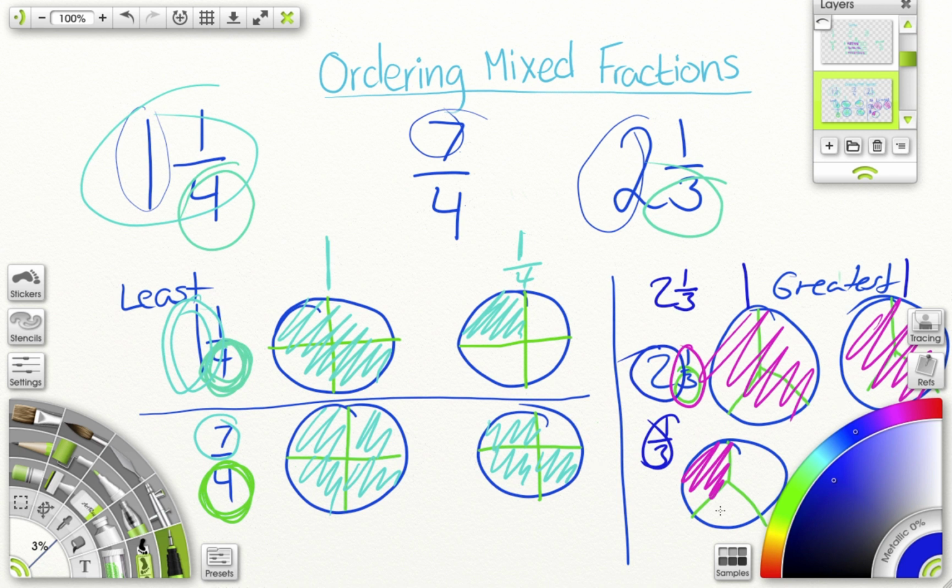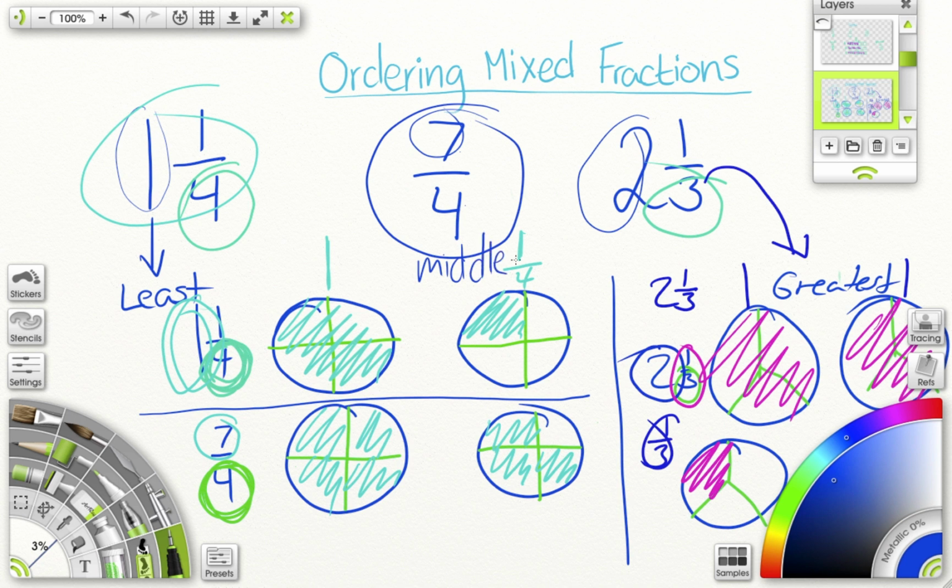Now, looking at all these pizzas, which is my biggest fraction? 2 1/3. Because I can see that there's 3 pizzas I need to make for that, so it's obviously the biggest. Okay, which one is my smallest? Well, looking at these 2 fractions, I didn't color in as much of this pizza as I did of this one. So I know that this is my smallest fraction, and this is my middle one.